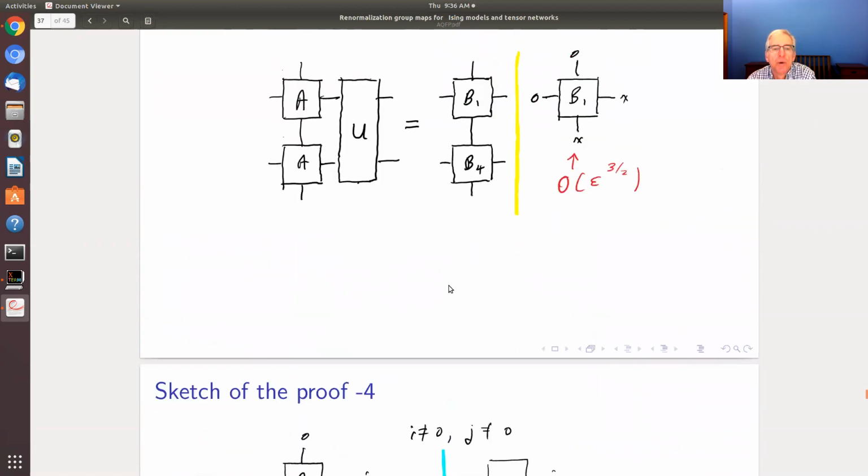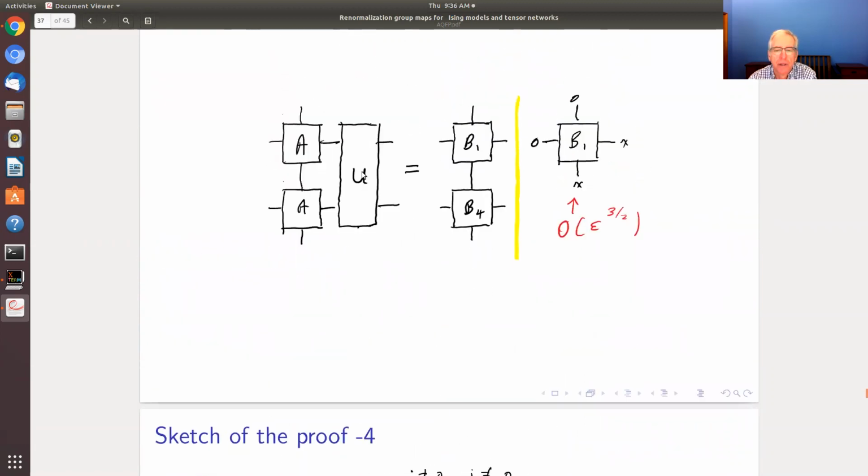Okay, so I've got to tell you what this U is. That's where all the work is. How do you define a U that does that?